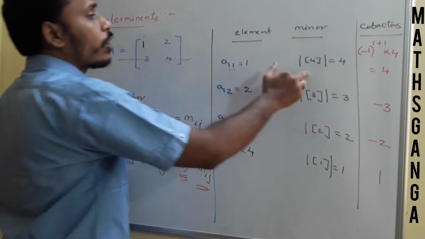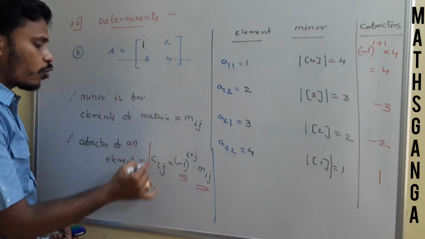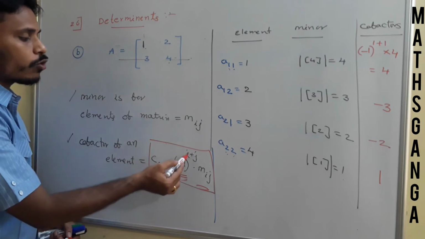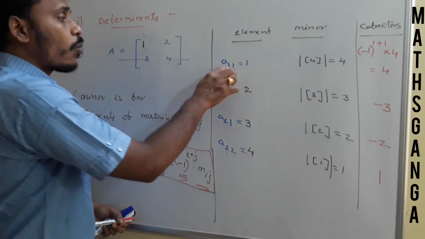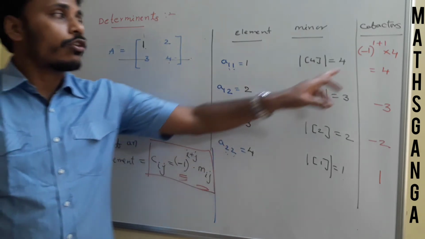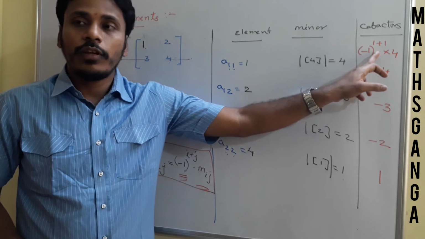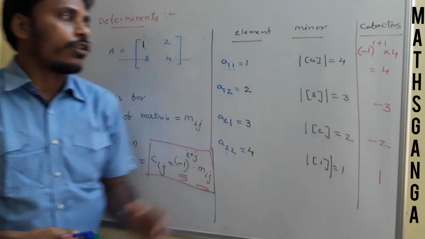And whereas coming to the cofactor, there is a perfect definition for the cofactor. See, cofactor of an element is simply defined by this logic, okay? -1 to the power i plus j into Mij. So in the sense here the suffixes are 1 and 1. So -1 to the power 1 plus 1 into this minor 4. So this is what actually 1. See, plus 4, and 4 is the cofactor.